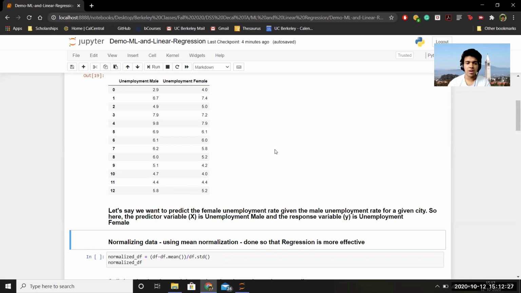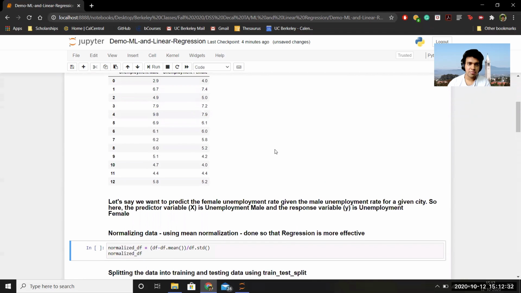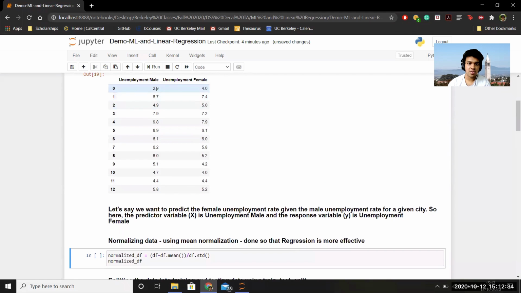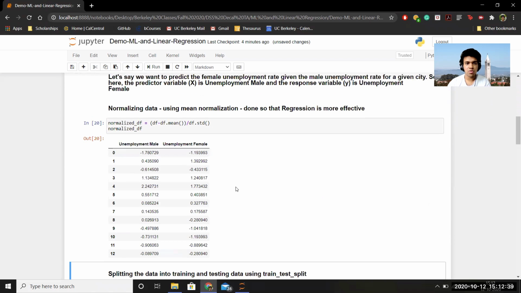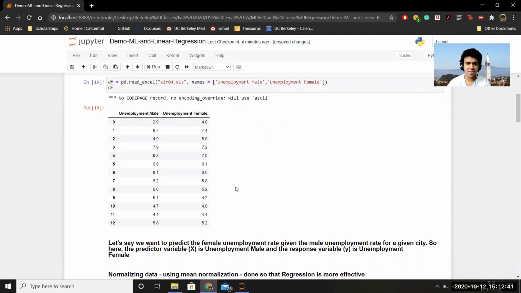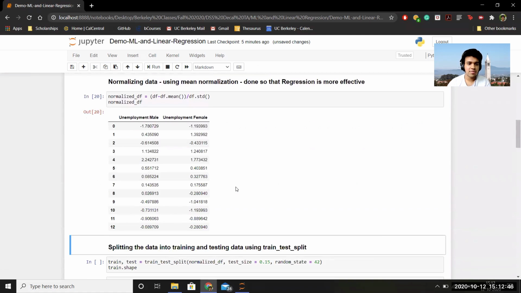So in order to avoid that, we do something called normalization, which over here consists of subtracting the mean of each column and then dividing it by the standard deviation. So over here, we don't really need to do it because the variables are all in a similar scale, but it's a good idea to do nonetheless. So over here, we can see that they're pretty much in the same scale. The male unemployment is normalized from minus 1.78 to, it looks like, 2.2, and the female unemployment rate is on a similar scale. So that's good.